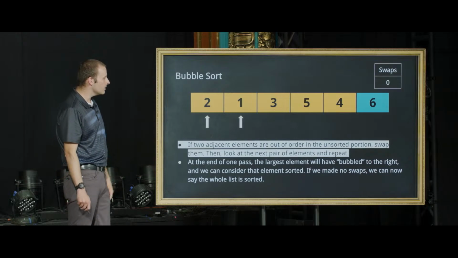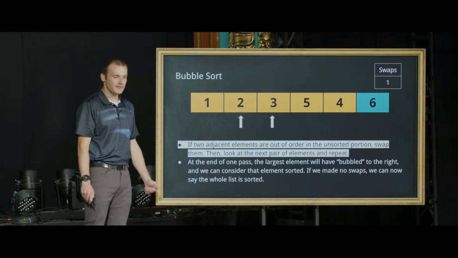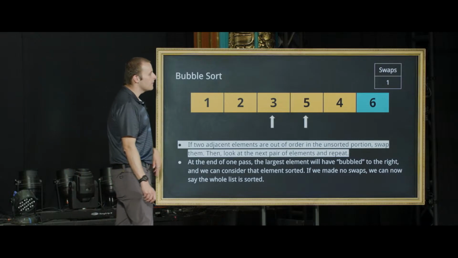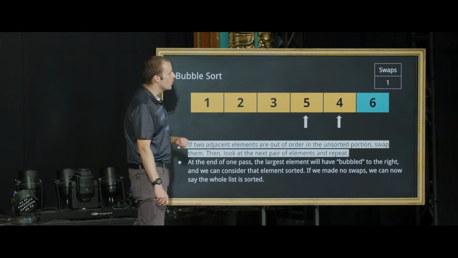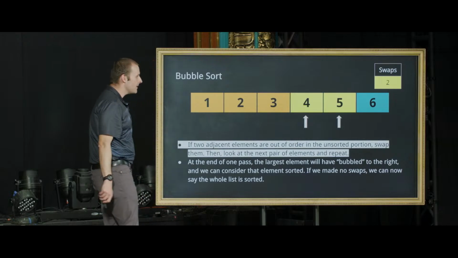Are 2 and 1 out of order? Yes, we're going to swap them. Are 2 and 3 out of order? No, we'll leave that alone. Are 3 and 5 out of order? No, we'll leave that alone. But 5 and 4 are out of order. We're going to switch those and again indicate that we have added one more swap to our swap counter.